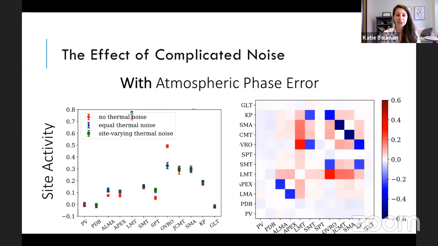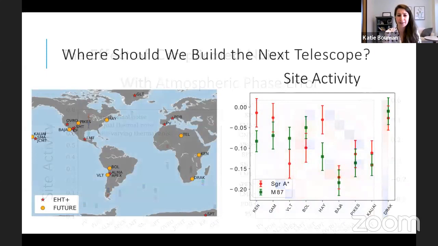So I can flip between the two, you can see. I really like this because it tells us about what structures and geometry are preferred in the case of this challenging data. And complicated correlated noise like this is not something that people can easily consider analytically. And so I'm really excited to be able to handle these much more complicated models of the noise and learn from them. We can also investigate which sites would be most influential if we built just a single telescope there to add to the EHT array.